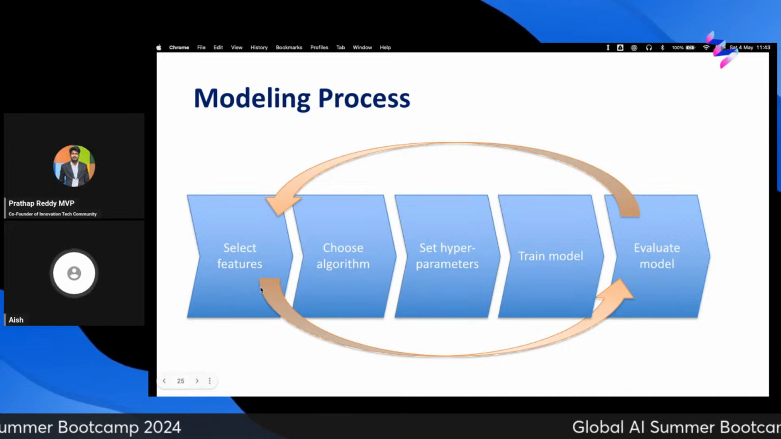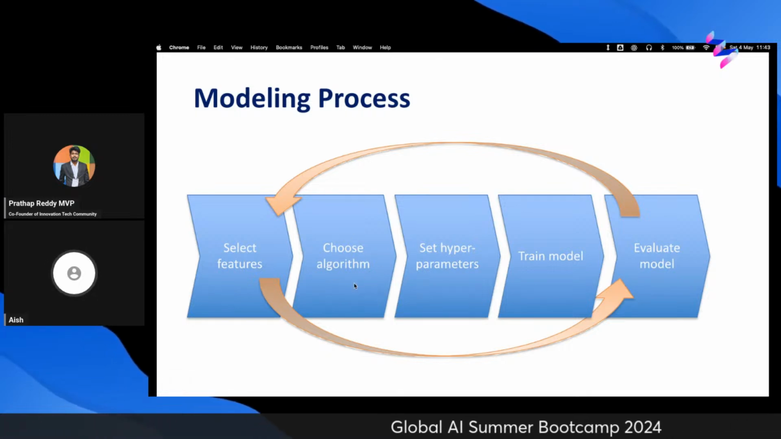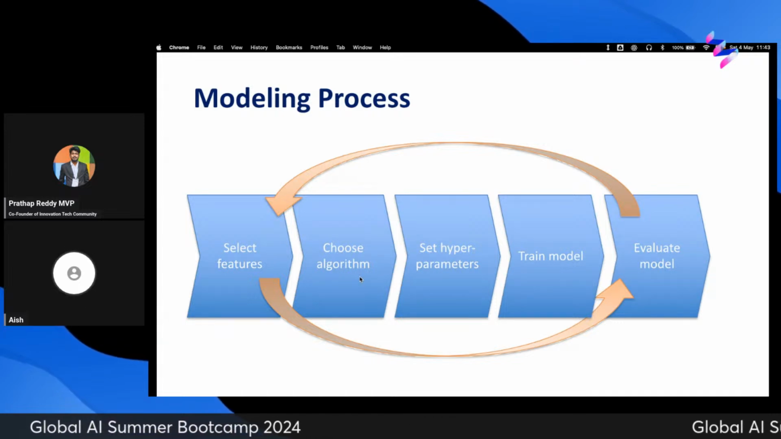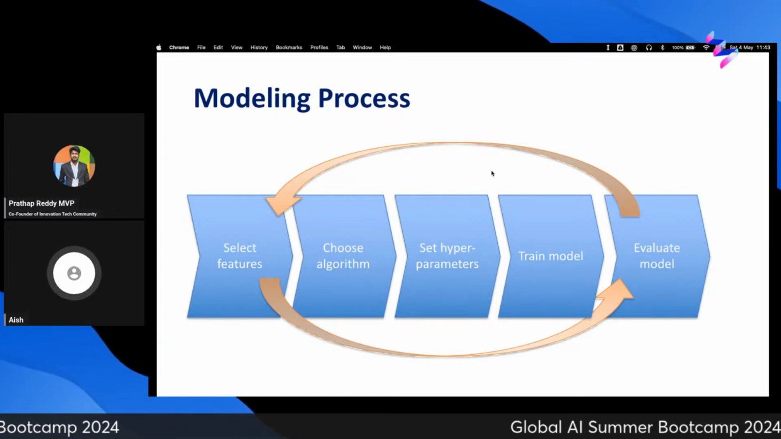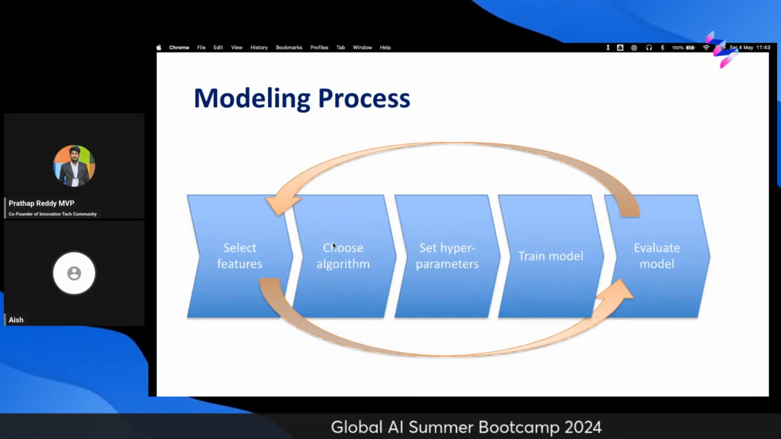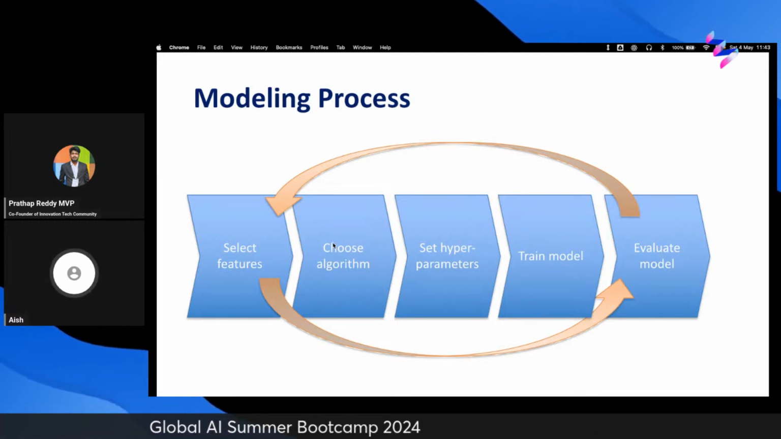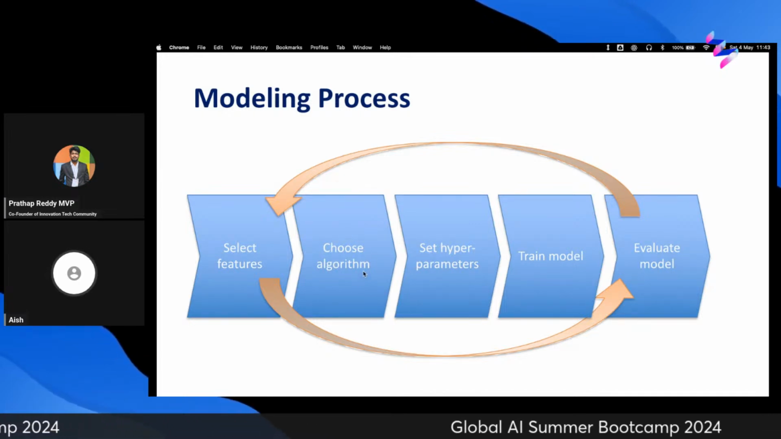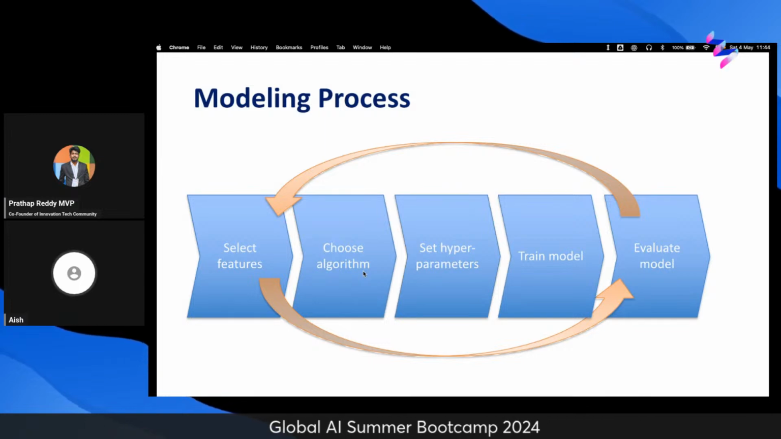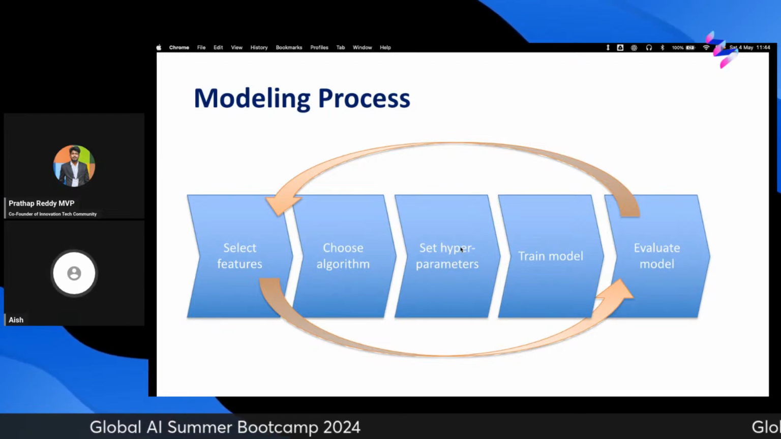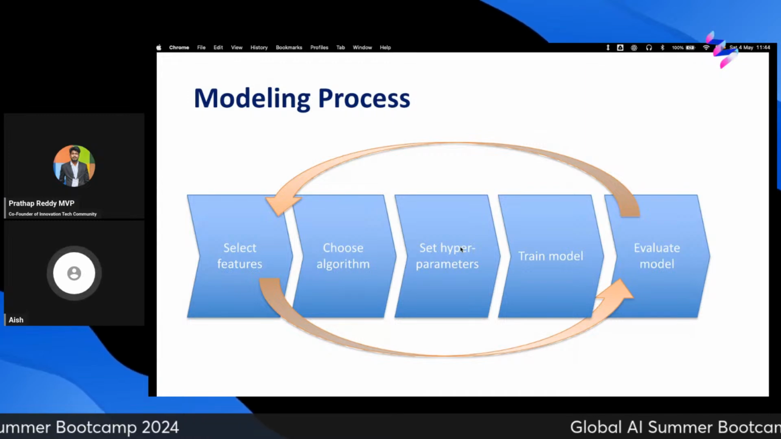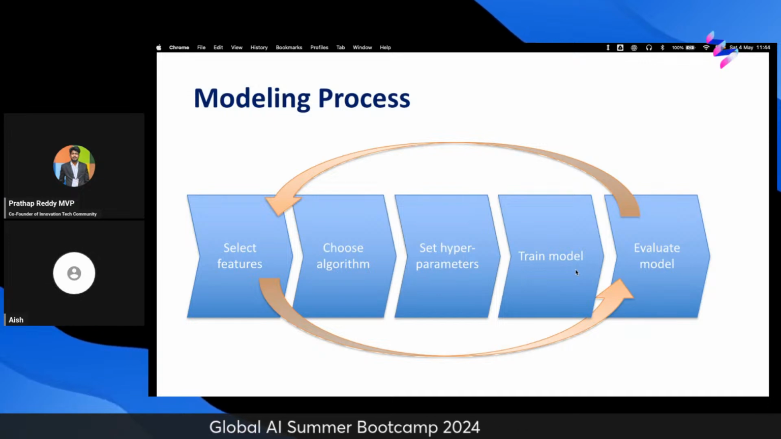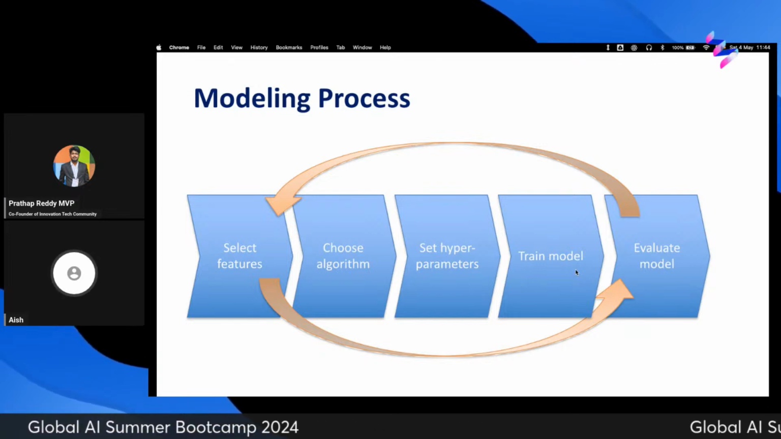So first you select the features, then you choose the algorithm. If you remember, we talked about how, in math, different functions can be linear, quadratic, exponential. So you choose the algorithm: does the model you're going to use necessarily follow a linear relationship? It can be regression, classification, anything else. Then you set the hyperparameters, that is, you define how fine-tuned you want your algorithm to be. Then you train your model, that is, you train it to predict new values.